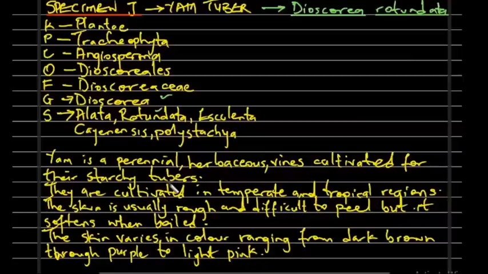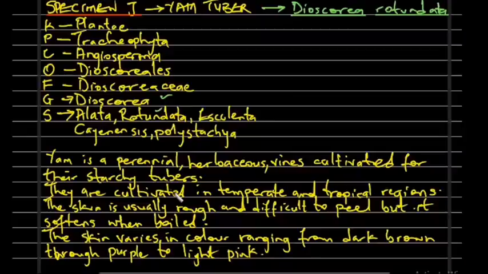Now the differences that you will come across in this yam species are oftentimes found in the skin color as well as the color of the content of the yam. So the skin is usually rough and difficult to peel, but it softens when it is being boiled. When you boil the yam, naturally you will not be able to easily get rid of the skin. It is not easy to actually peel off the skin of this specimen, but when it has been boiled, then it is much easier to peel, and it is also noted to be rough.